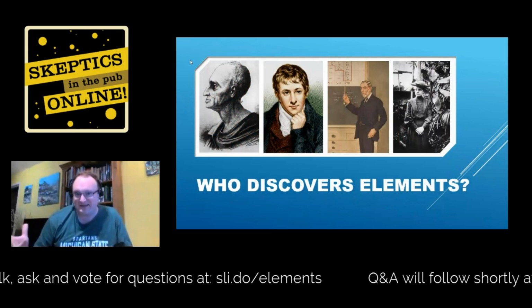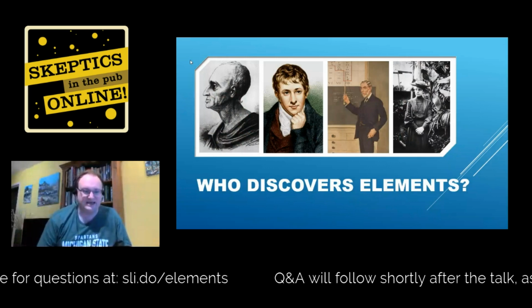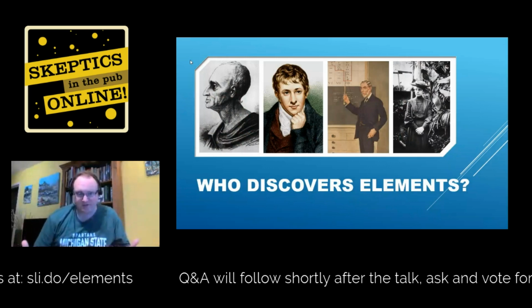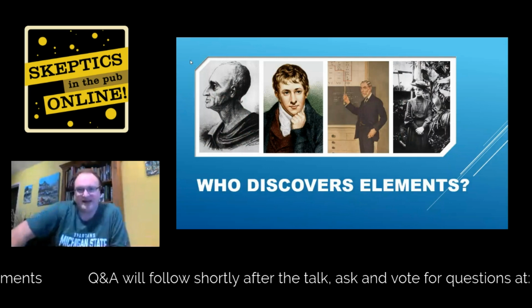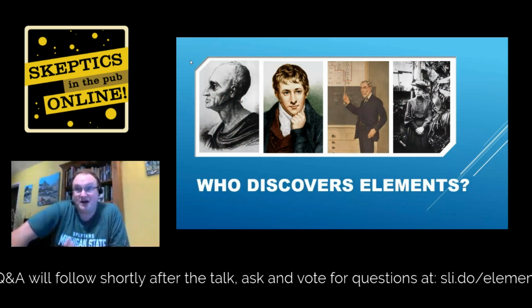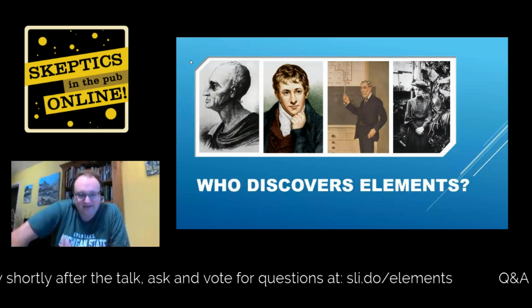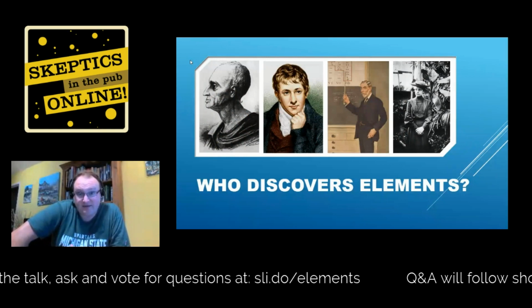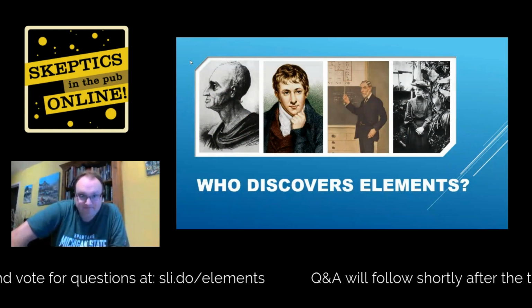Sometimes another person claims the discovery, but they're supposed to get the dibs. It does bring up some questions, though. The guy on the far left there, that's Andreas Marggraf, and in 1746, he was a German chemist. He claimed the discovery of zinc.